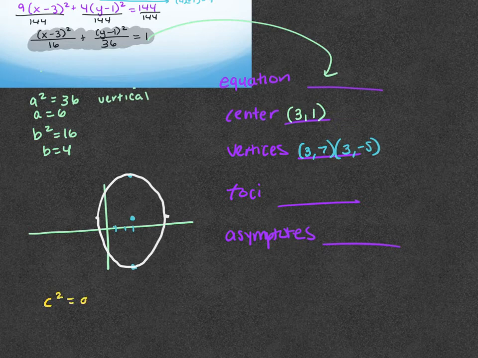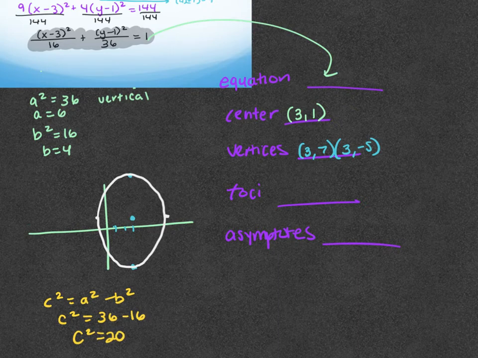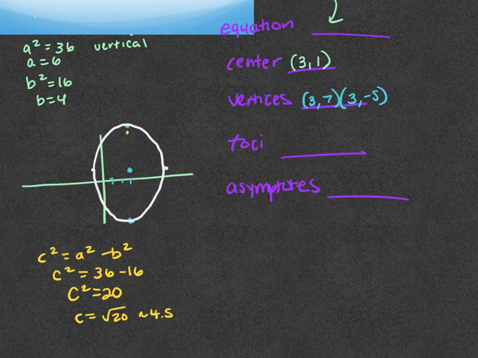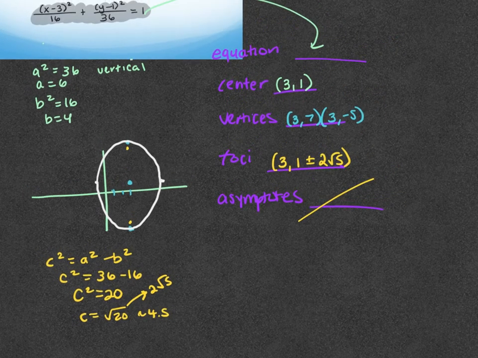C squared equals a squared minus b squared, because this is an ellipse. 36 minus 16, so c squared is 20. When I graph that, I'm going to approximate this square root of 20 to be a little bit bigger than 4, maybe like 4.5. So I'd go up 4.5 and down 4.5. That would be my foci. But when I give it as a coordinate point, I'm adding and subtracting it to the y. So the x stays 3, 1 plus and minus. I would have to simplify root 20 to be 2 root 5. And then because it's an ellipse, there's no asymptotes.